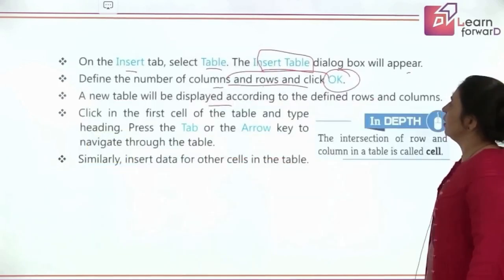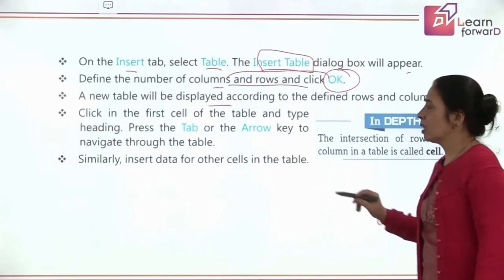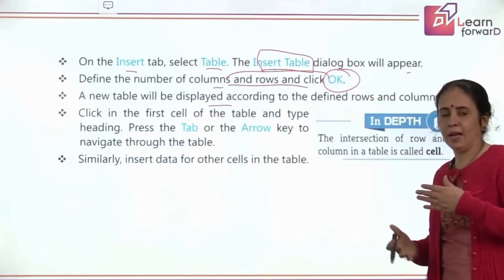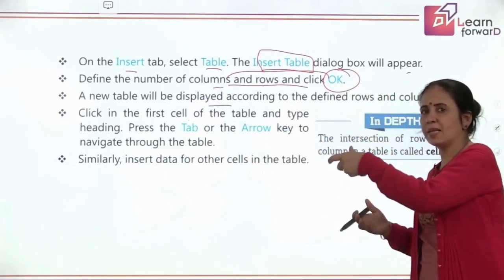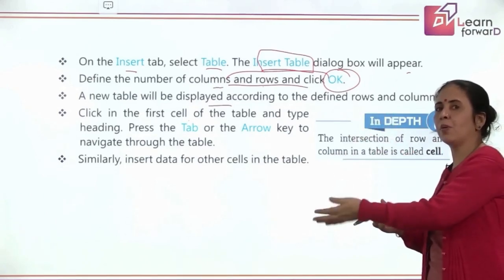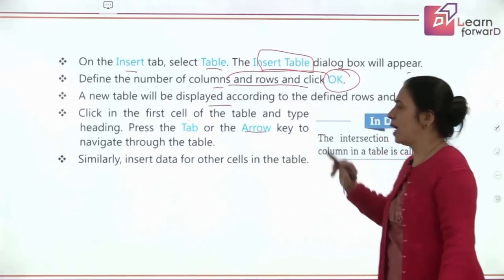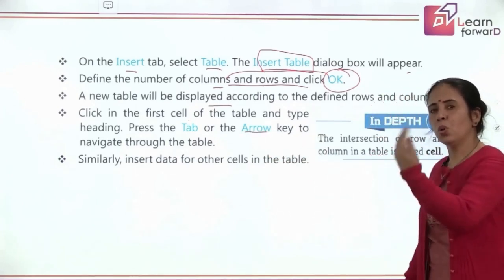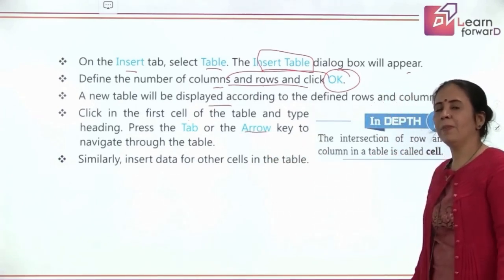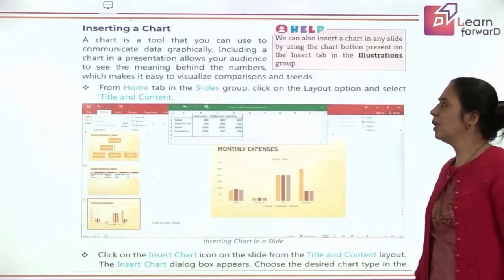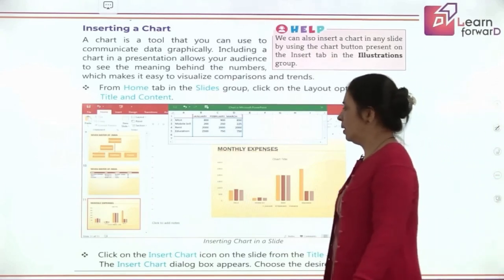And after this, just click on the first cell of the table and keep typing the data. Every time the data in a cell is completed, press the Tab key and you will come to the next cell. You can even use arrow keys to go to the subsequent cell and enter the data there. Right? Now, inserting a chart.